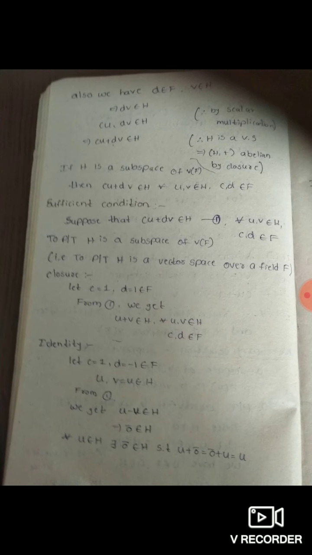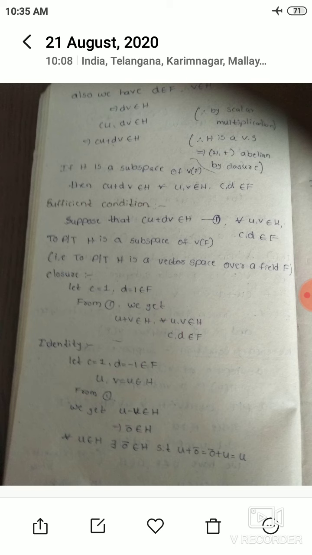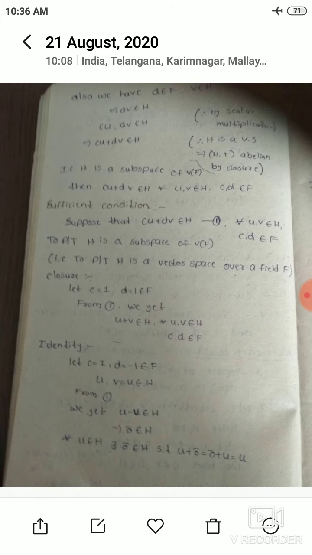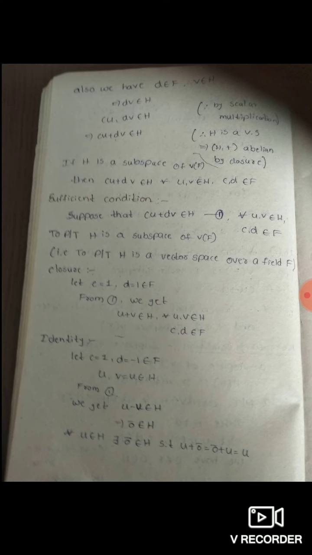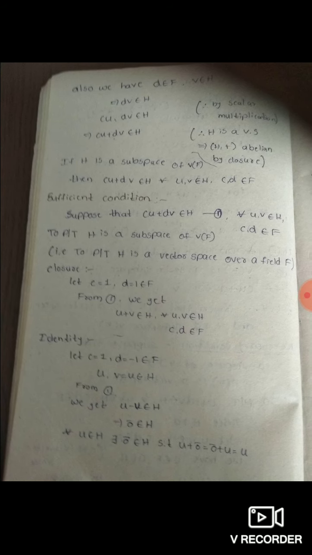The next one is the identity property. Let c value 1 and d value minus 1 belongs to F, and we take v equals u, belongs to H. Substituting in equation 1, we get cu plus dv, that is 1 times u plus minus 1 times v, that is u minus v belongs to H, u minus u belongs to H, that is 0 belongs to H. H has the identity element, therefore H satisfies the identity property, that is for u belongs to H, there exists 0 belongs to H such that u plus 0 equals 0 plus u equals u. Then the identity property under addition is satisfied.